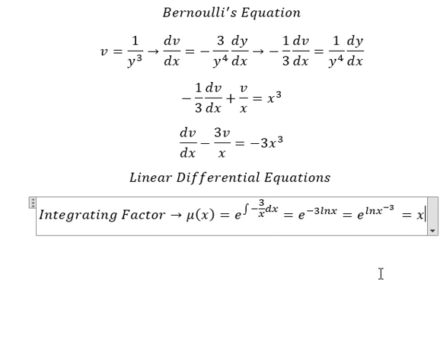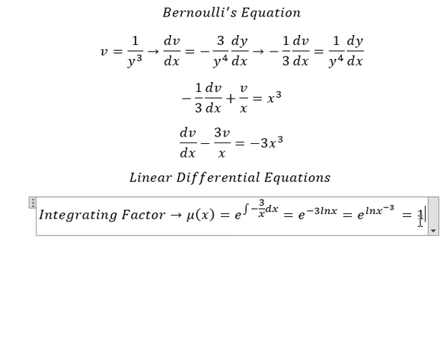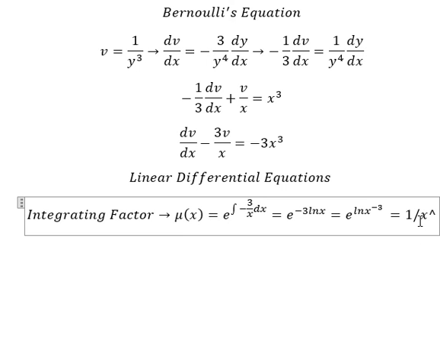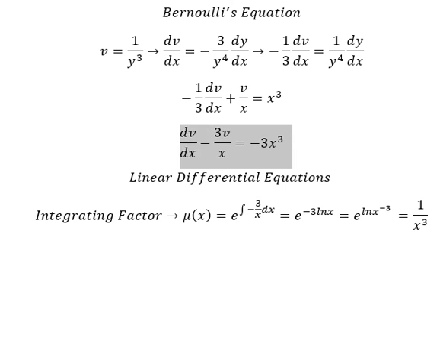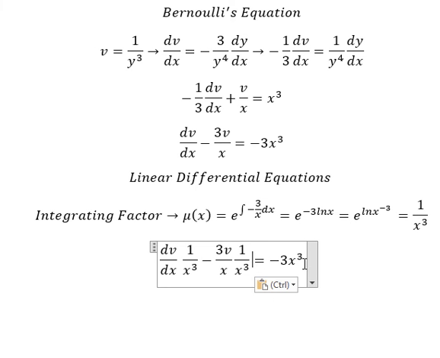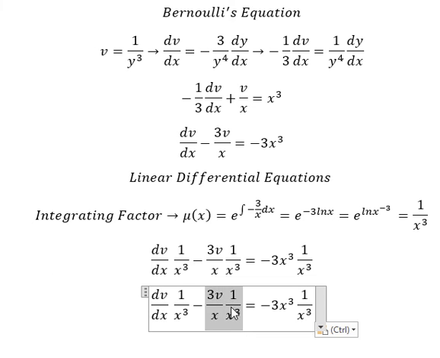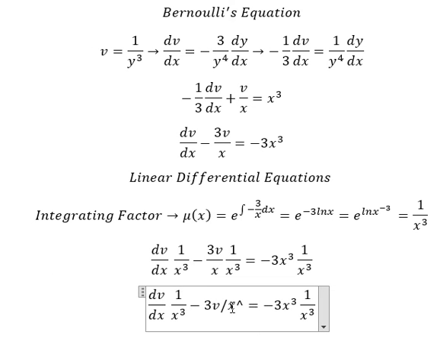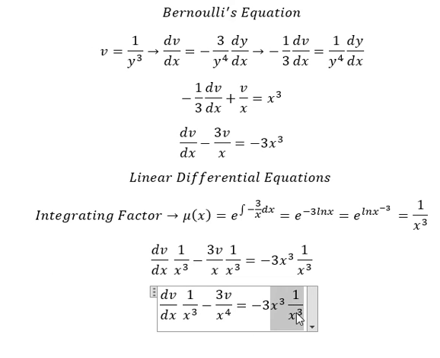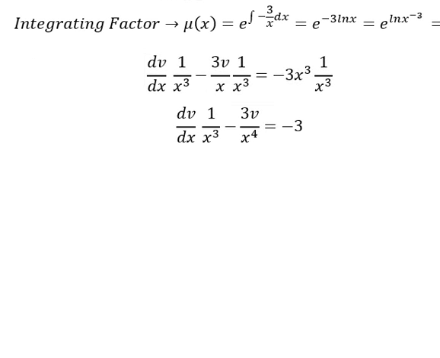And this one we have s to the power of negative 3, and we can write 1 over s to the power of 3. So we multiply both sides by this one. So this one we have 3v over s to the power of 4. This one we cancel. Now we need to put the integration on both sides.